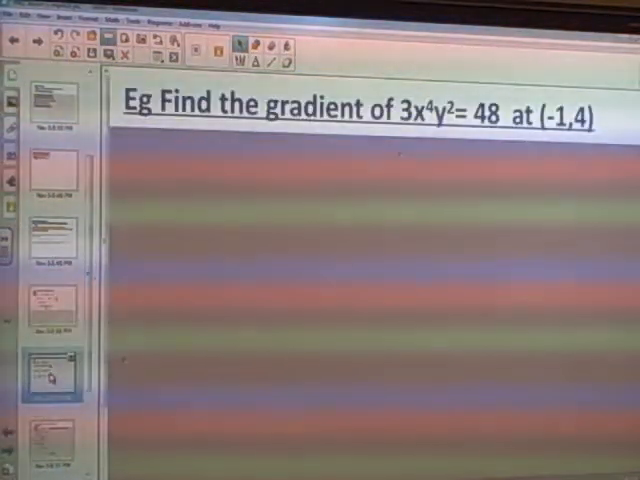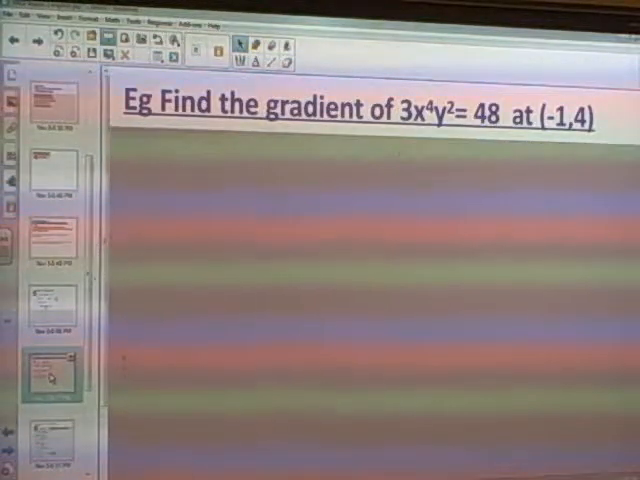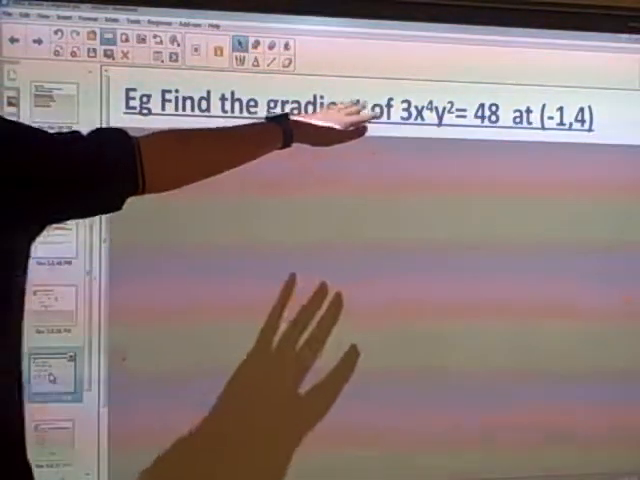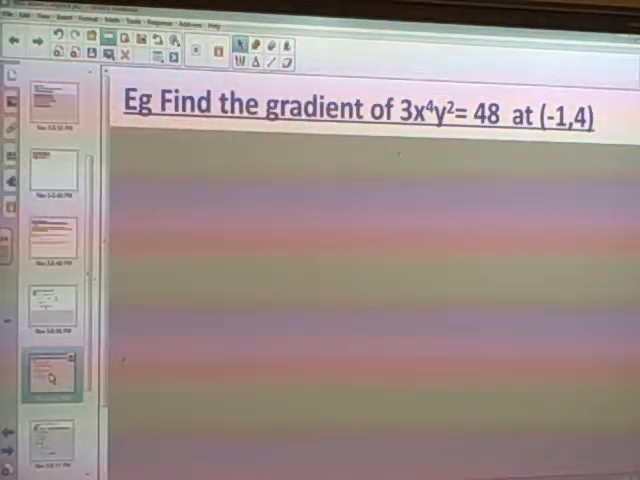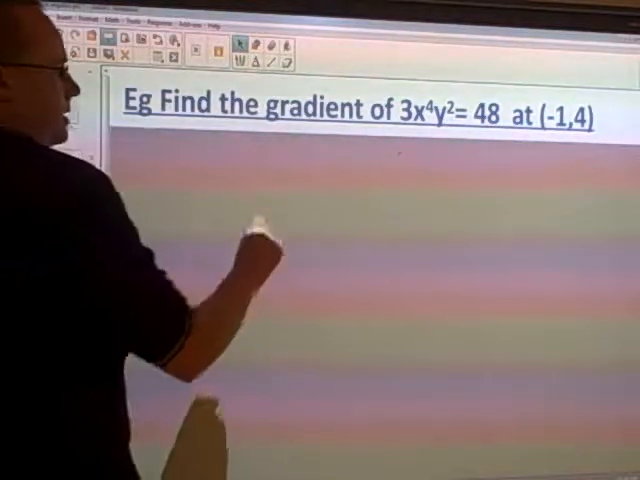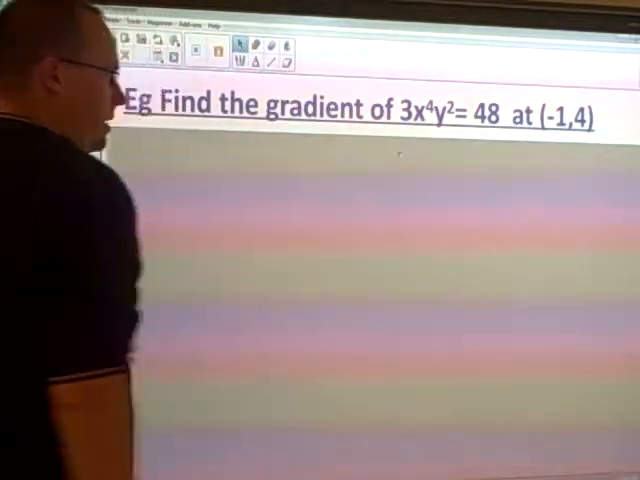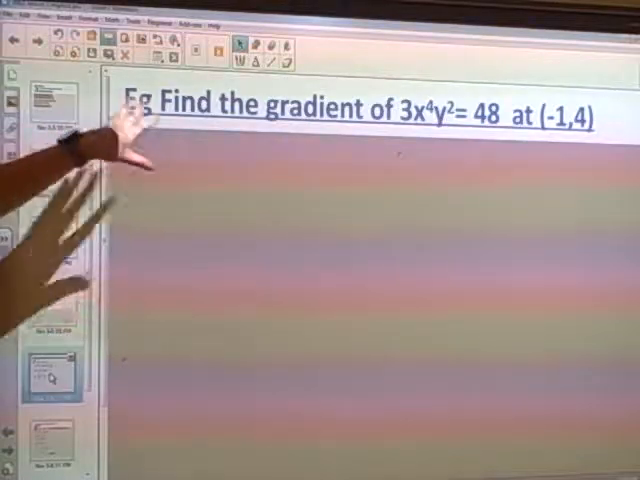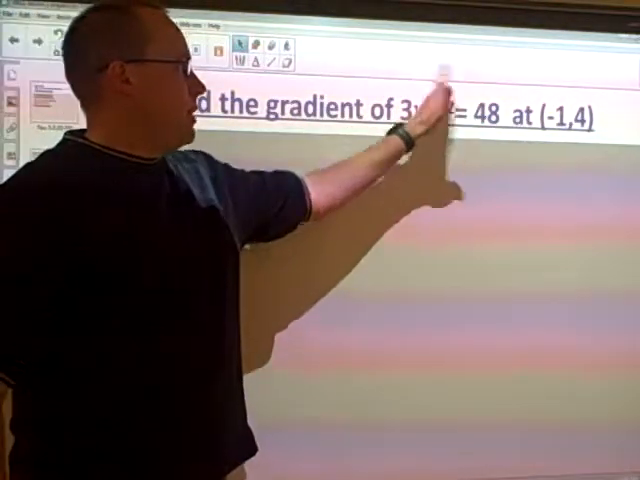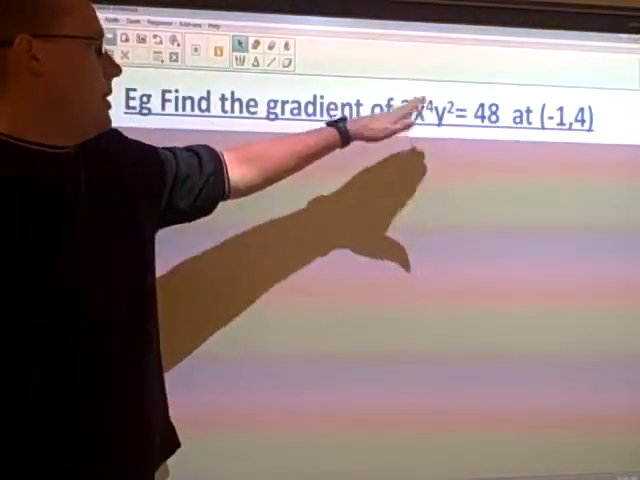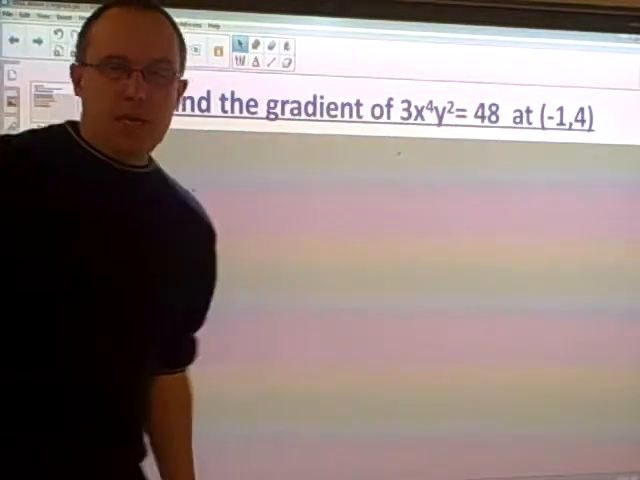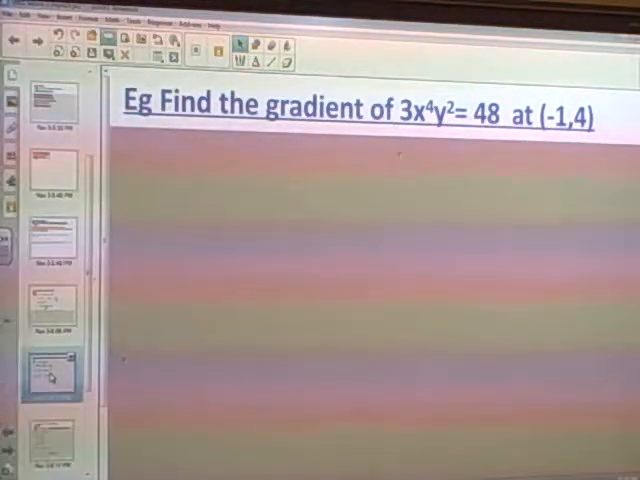Now when we get to our next question, this looks a little more similar to what we did last lesson. We have an equation, we want to find a specific gradient. So the only difference with this one is we have our product rule in here. Now I noticed after I'd prepared this that I could have divided both sides by 3 and just had x to the 4 y squared equals 16, and that would have been a much better way of starting this question.